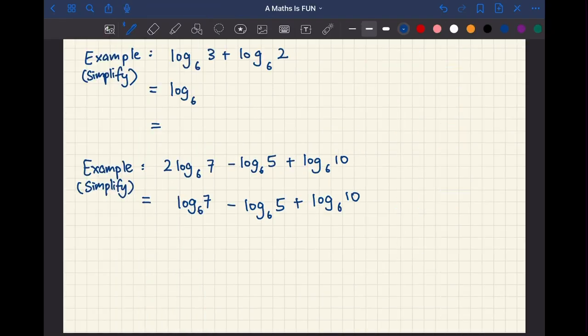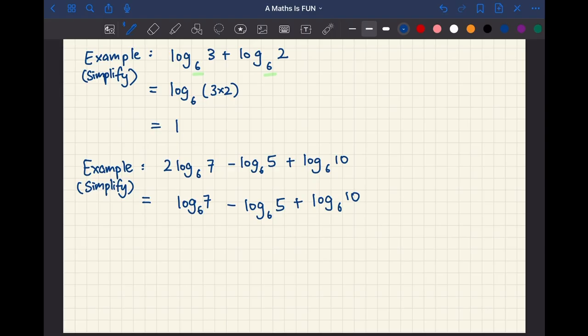So here I have two simple examples where we are required to simplify the following logarithmic expressions. For the first one, I have log 3 base 6 plus log 2 base 6, and how I can simplify that is, first of all, you need to check whether the bases are the same. In this case, both of them are base 6. So that means I can apply the product law and combine them into one single log base 6 of 3 times 2, which is just 6. Log 6 of base 6 is going to give me a 1.